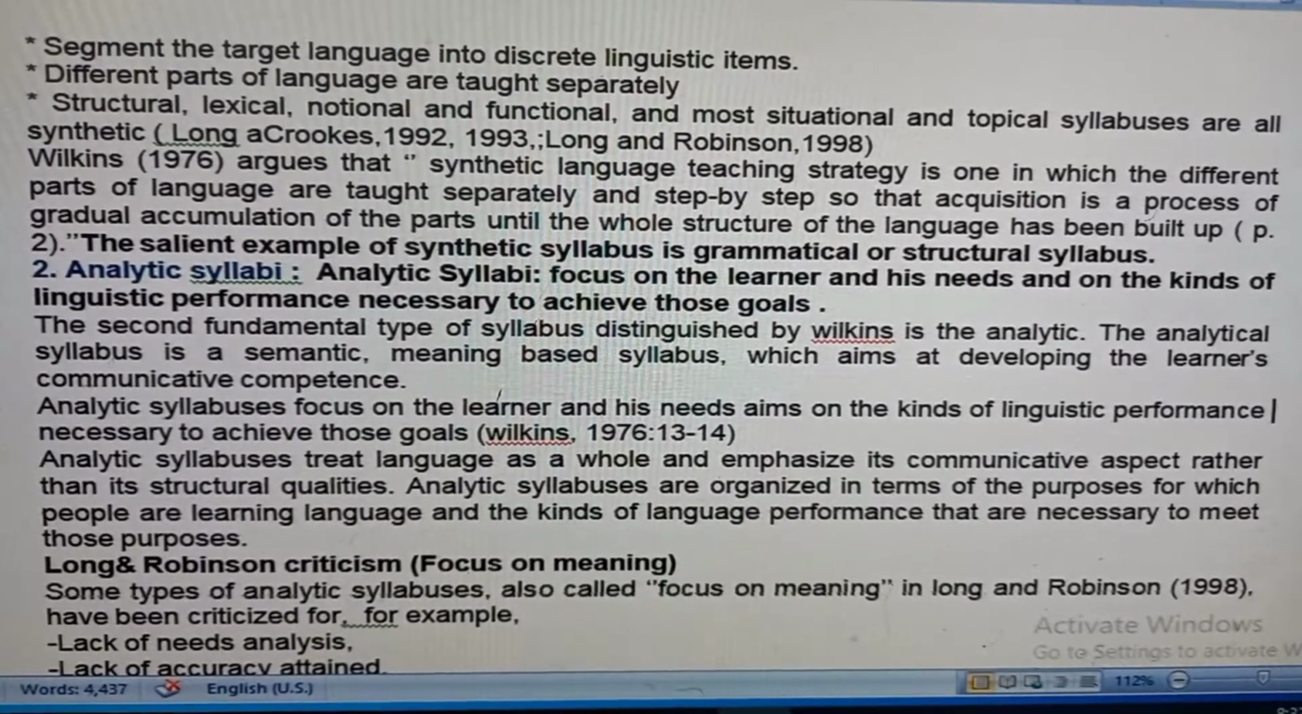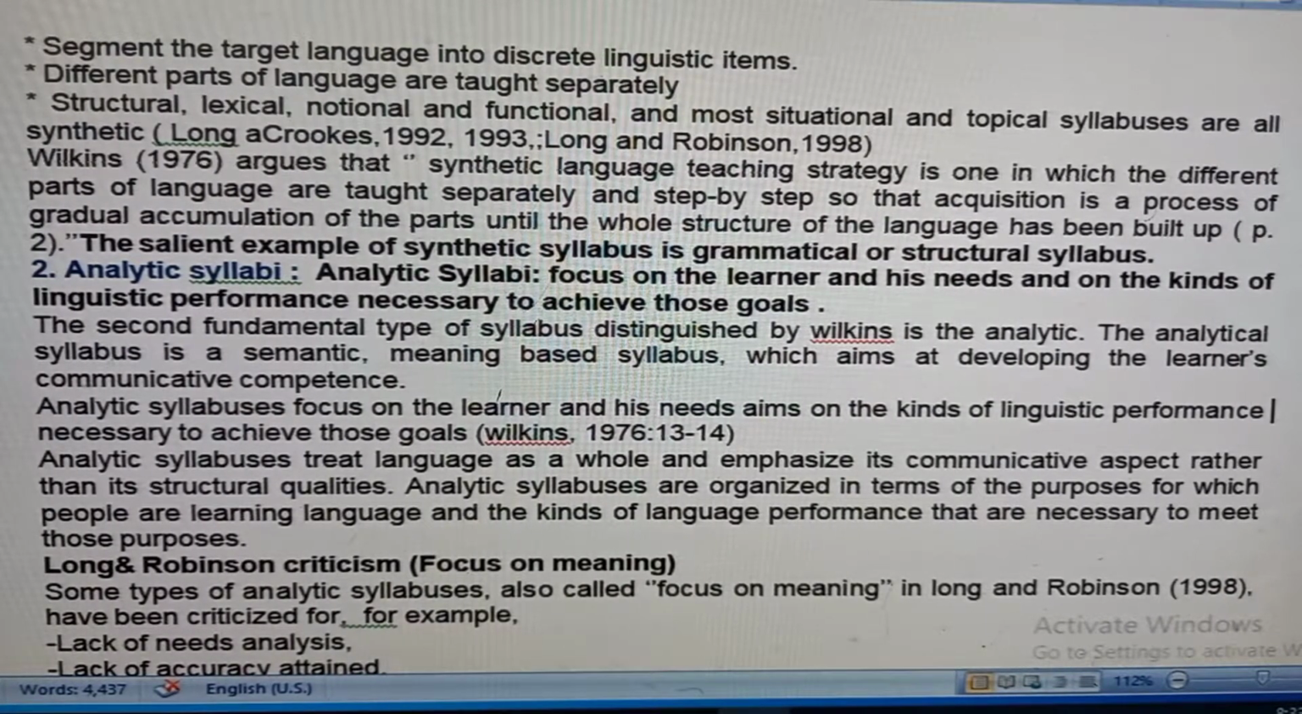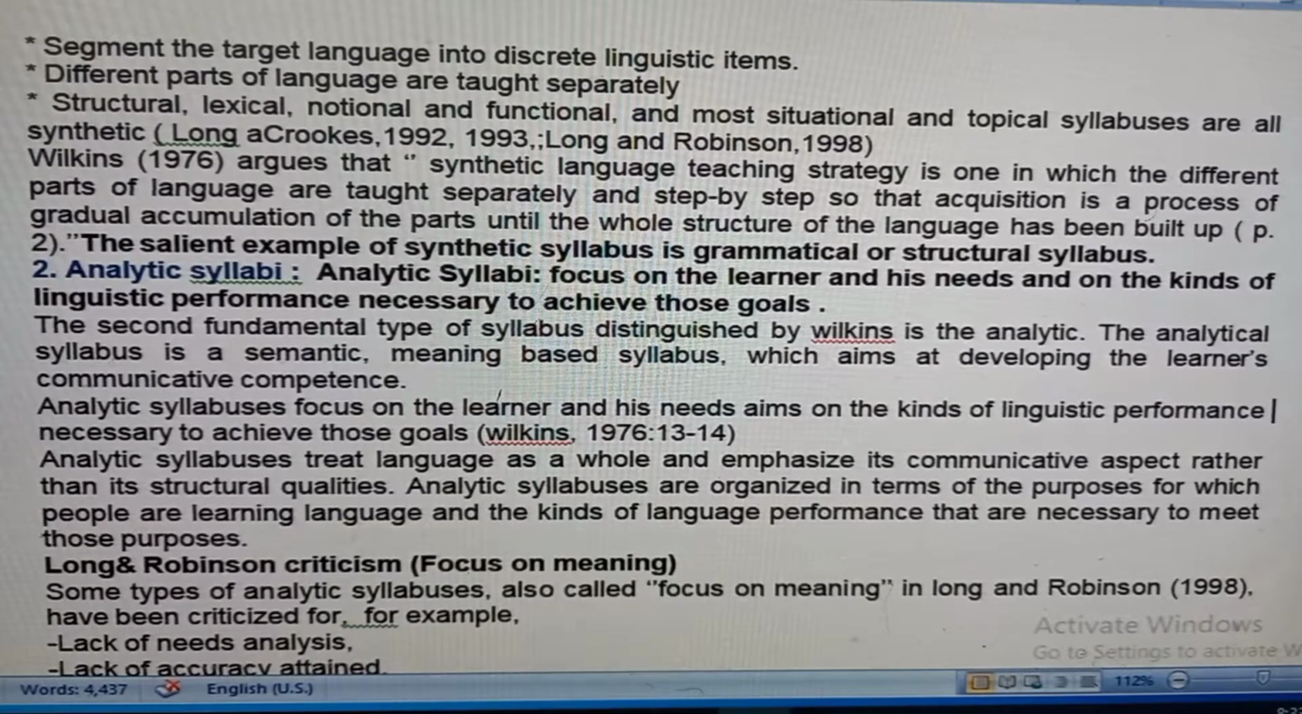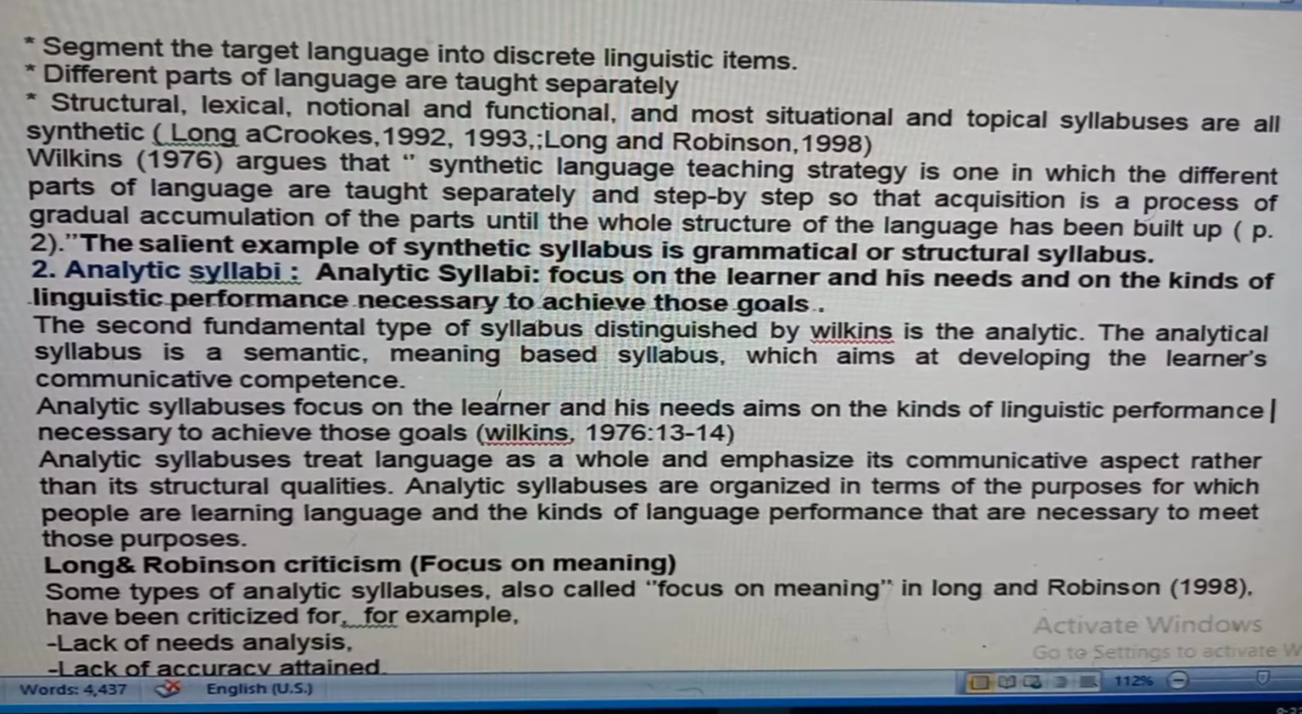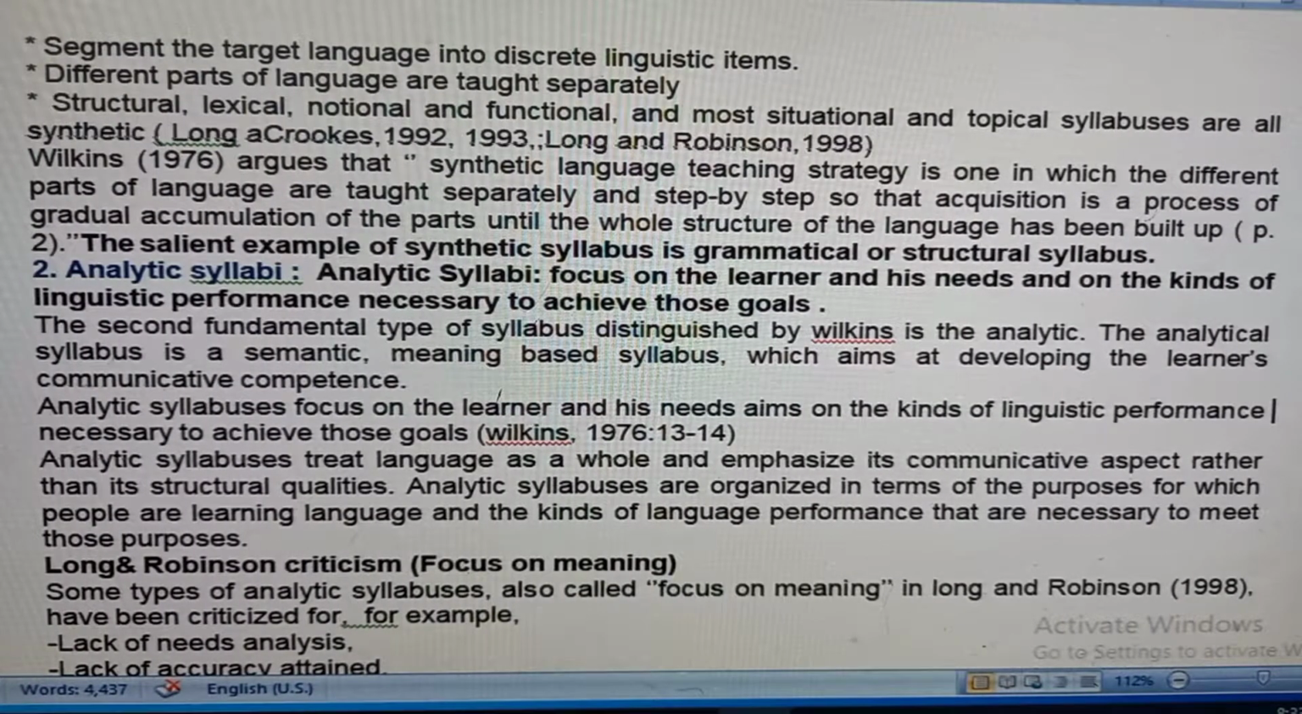The second fundamental type of syllabus distinguished by Wilkins is the analytic. The analytic syllabus is a semantic, meaning-based syllabus which aims at developing the learner's communicative competence. Analytic syllabuses focus on the learner and his needs, and on the kinds of linguistic performance necessary to achieve those goals. Wilkins, 1976, pages 13 to 14.